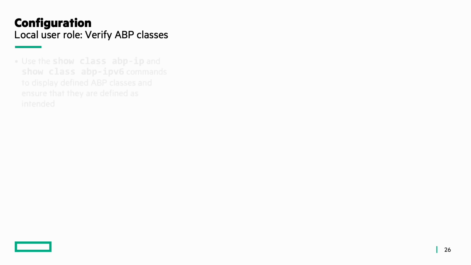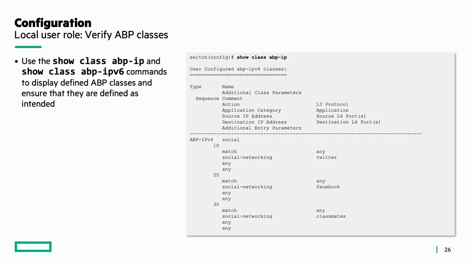Once you've created your classes, use the show class ABP-IP and show class ABP-IPv6 commands to display the defined classes and ensure that they are defined as you intended.